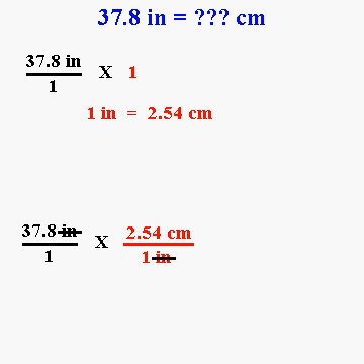So now all I have to do is take the numbers and multiply them out. 37.8 over 1 times 2.54 over 1 equals 96.012. That's the number. What's the unit? Centimeters. It's the only unit that's left. So our final answer then is 96.012 centimeters.